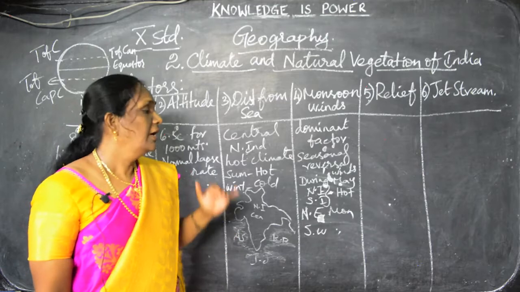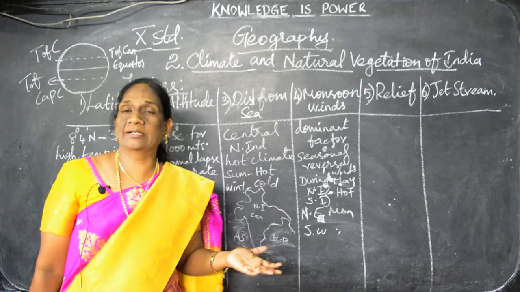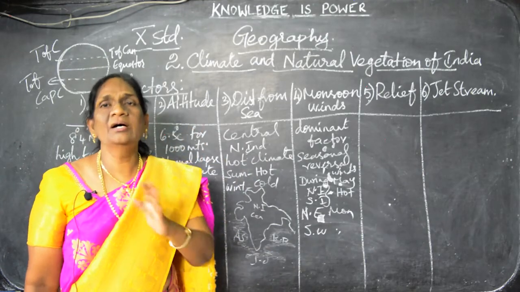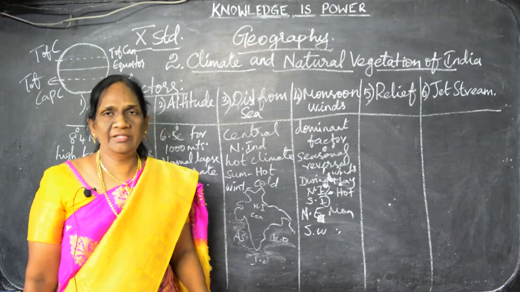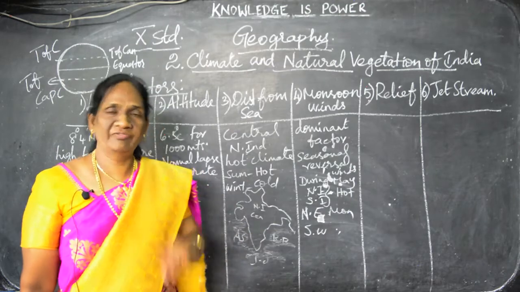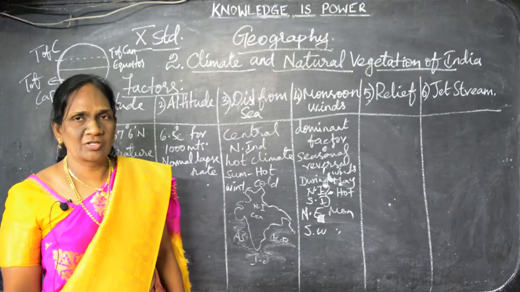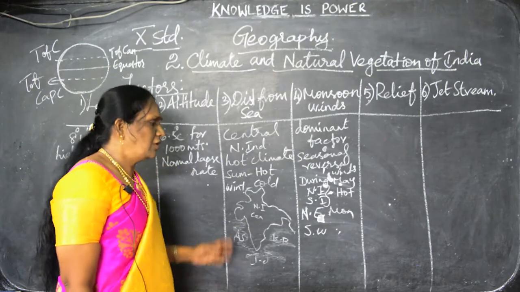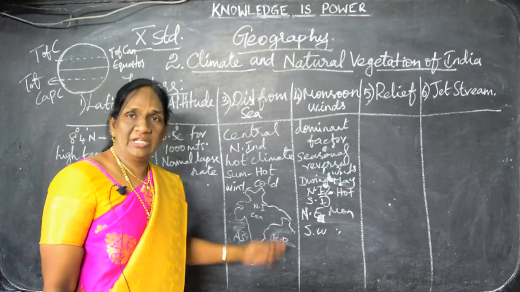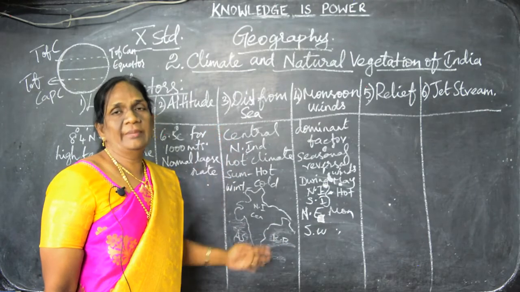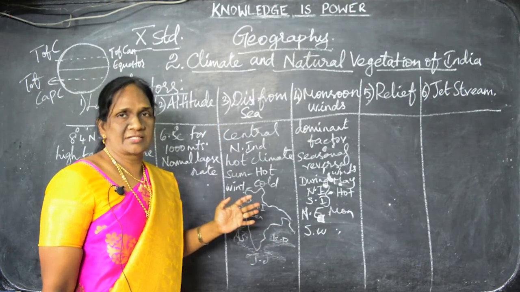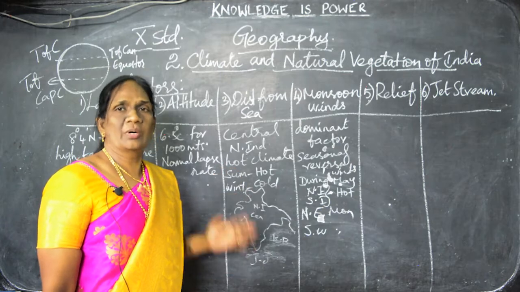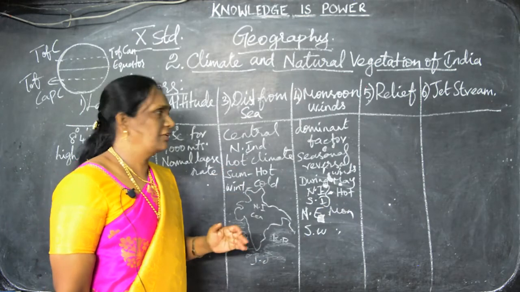Understand? The monsoon. And the northeast monsoon, when is it? That is from October and November. We can feel the northeast monsoon. From the northeast, we get the monsoon. Understand? So because of the monsoon winds, the climate of India changes. So it is also one of the factors for the climate of India.